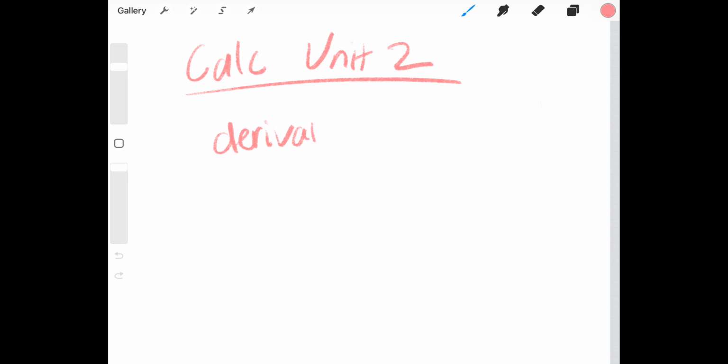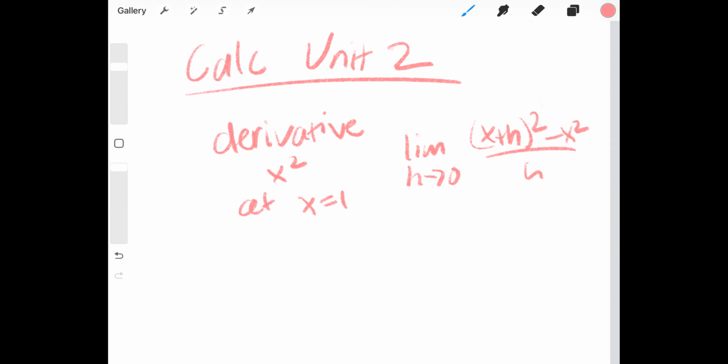Let's go through an example of how to find the derivative of a function. Imagine the function x squared. Try to find the derivative of it at 1. First, we have to write it in limit notation. This means limit as h approaches 0, (x plus h) squared minus x squared, divided by h.